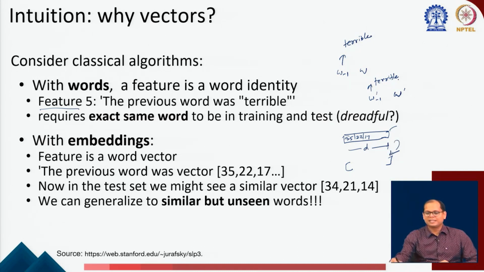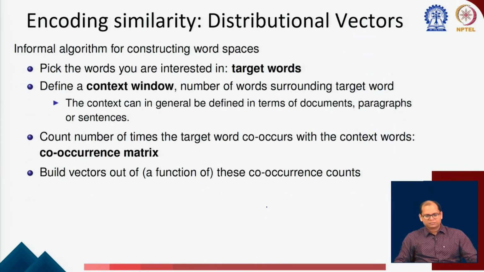That was not the case when you were encoding words directly, not as features, as one hot. So you can generalize to similar but unseen words. That will be the main point that you would gain by using word vectors: that you will generalize to similar words in your learnings. So now, how do you encode similarity?